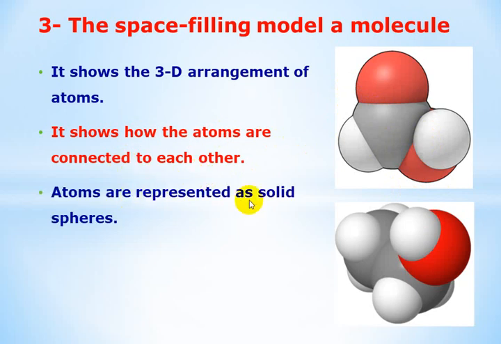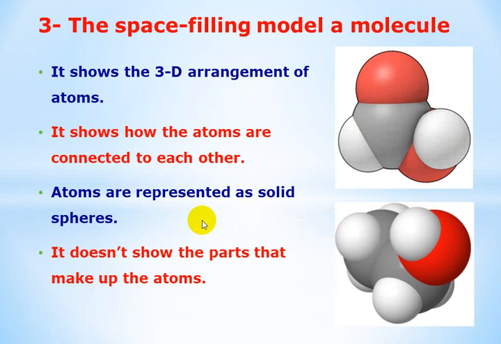Atoms are represented as solid spheres. This is an atom, this is an atom, this is an atom, and so on. It does not show the parts that make up the atoms. You cannot see the nucleus, the electrons, and so on. So it does not show the parts that make up the atoms.